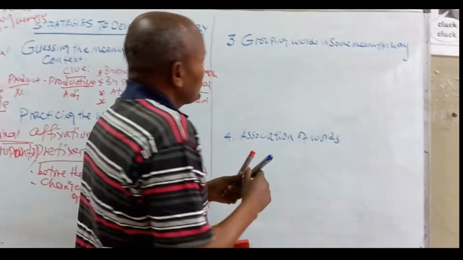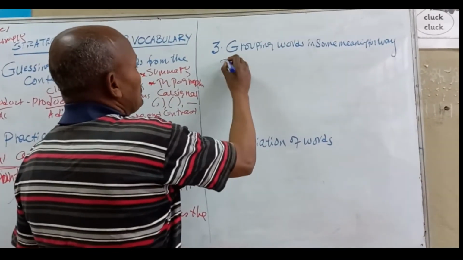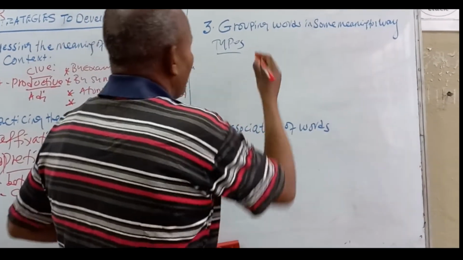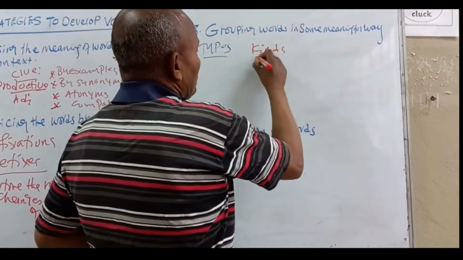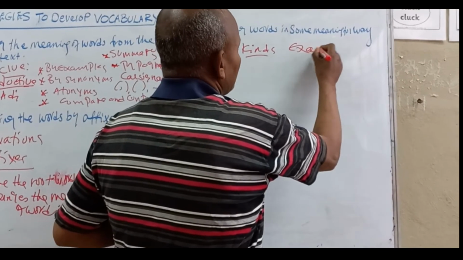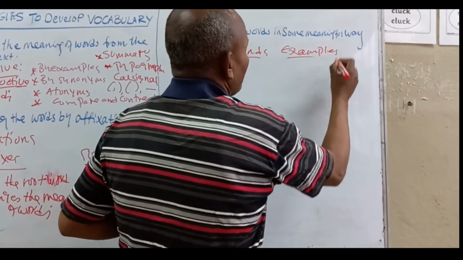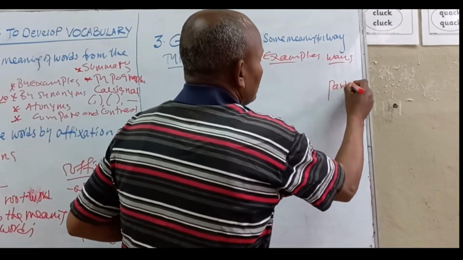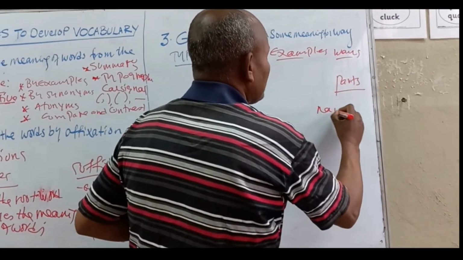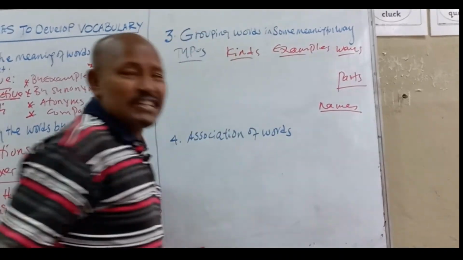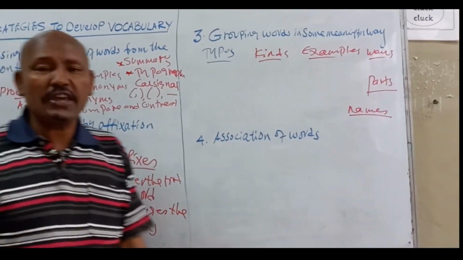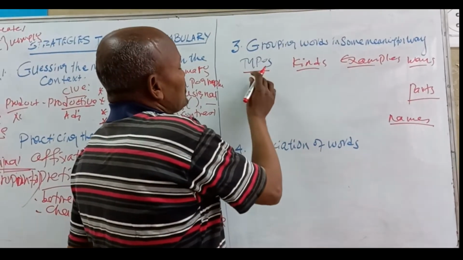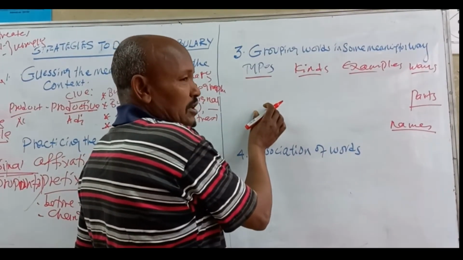All right, grouping means we can group these words in types, or maybe by examples, kinds, ways, parts, or names. Grouping can be done in many different ways. We can group the words in types. Here are some more examples that refer to types.